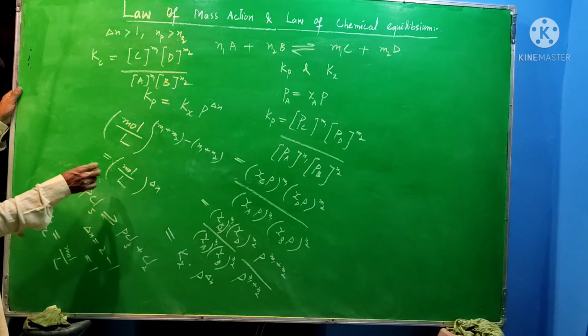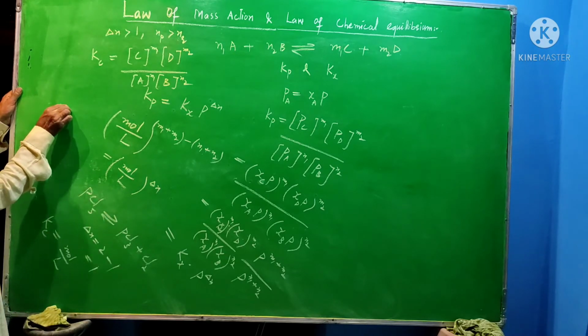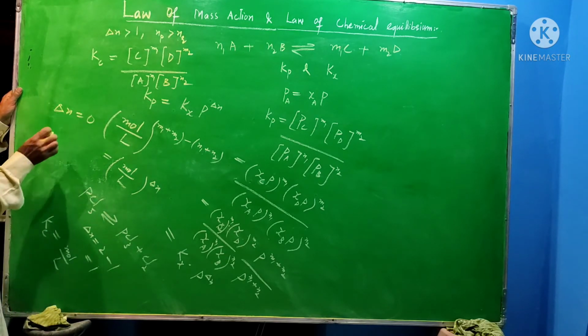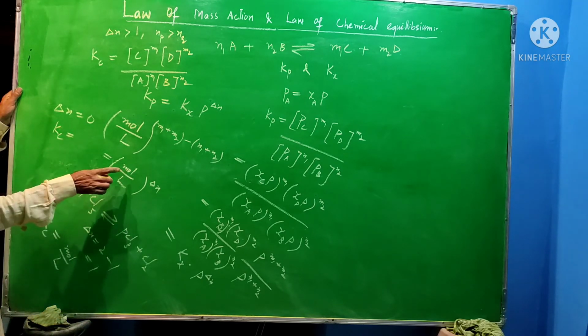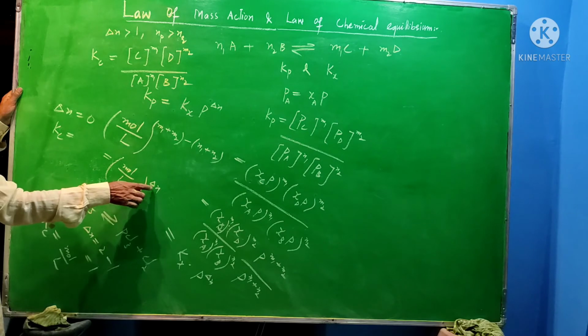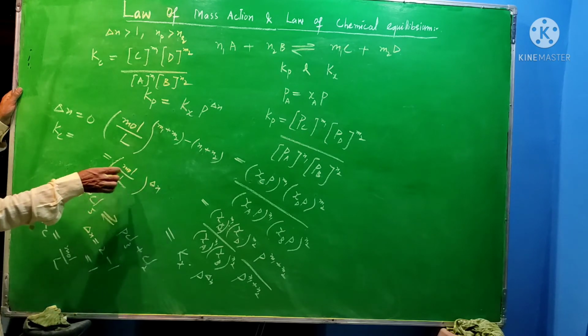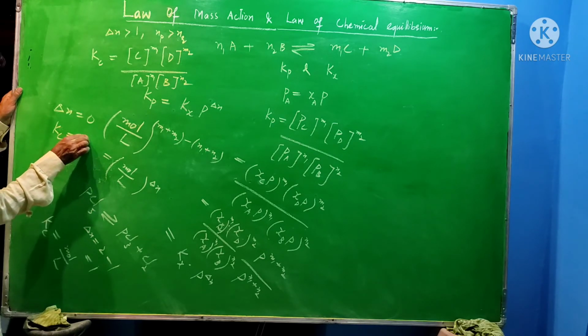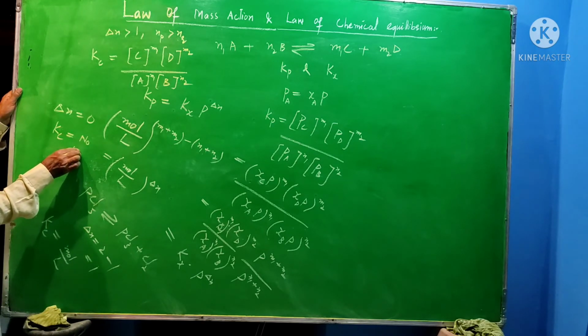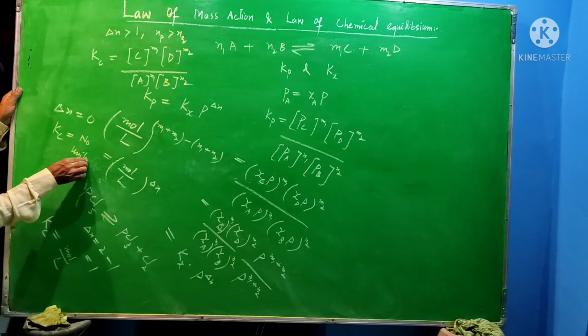If delta n is equal to 0, then we know that the unit for this equilibrium constant is mole per liter raised to the power 0, and anything raised to the power 0 is equal to 1. At that time, there are no units. Kc has no units when delta n is equal to 0.